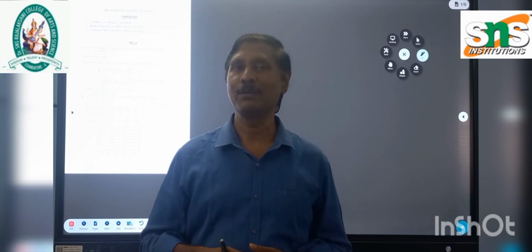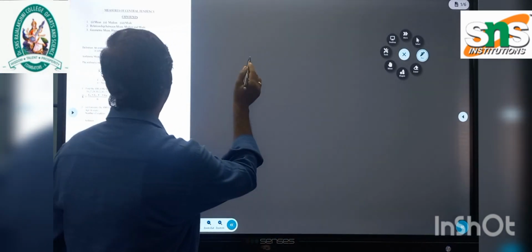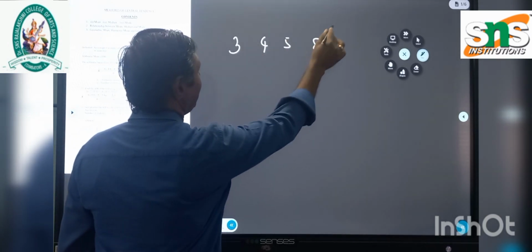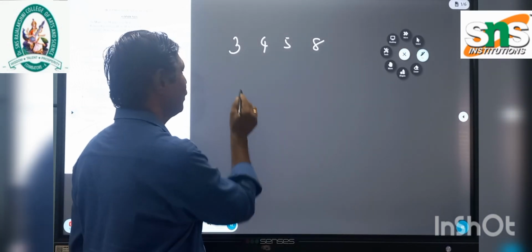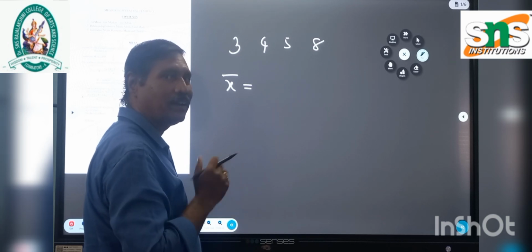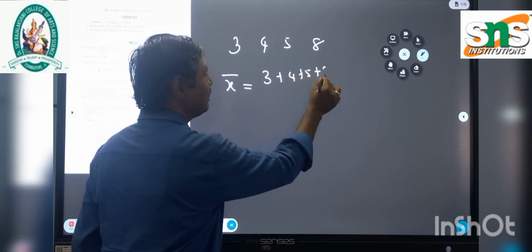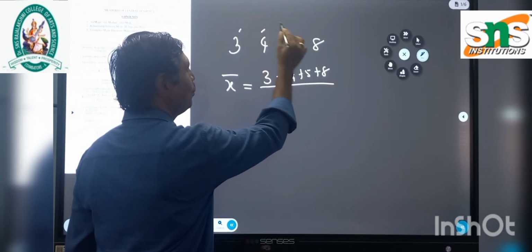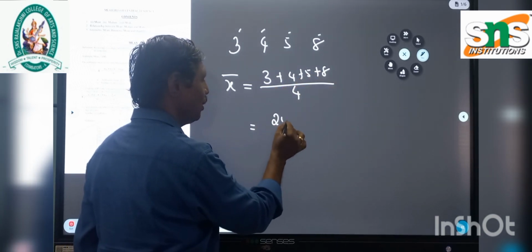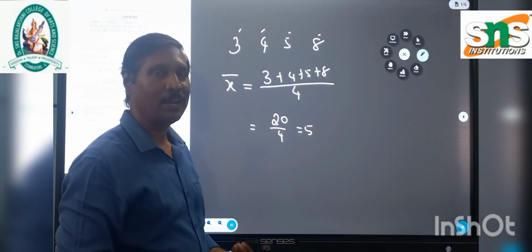Okay. Now we are going to discuss arithmetic mean for individual series. In this example, what is the arithmetic mean of 2, 3, 4, 5, 8? It is denoted by the symbol x bar. X bar is the sum of all the data divided by the number of data. So here, 2 plus 3 plus 4 plus 5 plus 8 divided by how many data? 1, 2, 3, 4, 5. So divided by 5, that is 20 by 5, that is equal to 4. So 4 is the average for individual series.